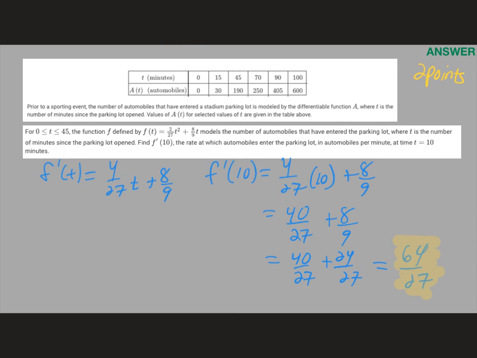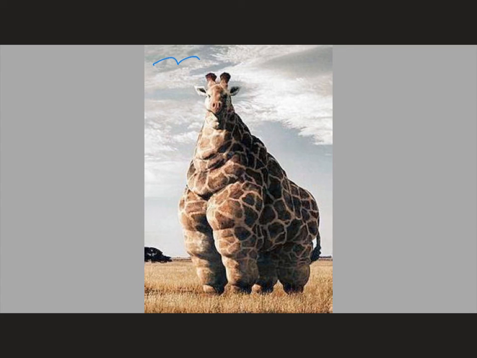So that's it. Those are all the answers to free response quiz B. And here's a picture of a giraffe on steroids for you to enjoy.